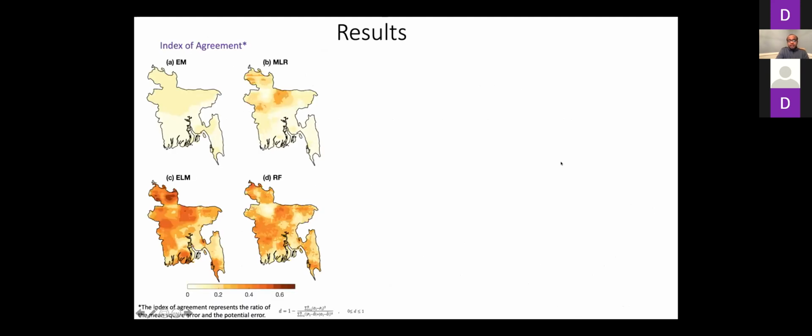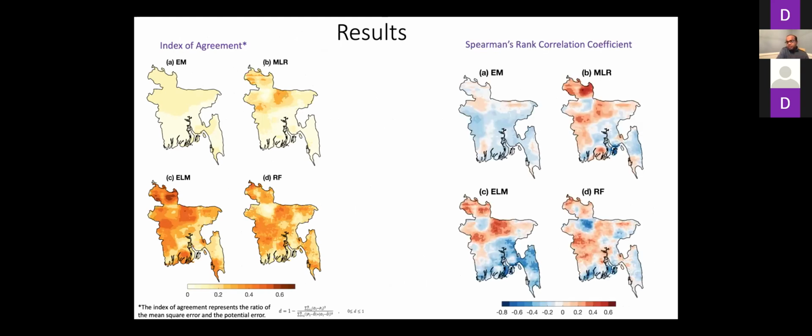So this is the index of agreement, which is a modified version of RMSE, but it has a bound of 0 to 1. You can see the simple improvement of machine learning compared to the average and linear regression. We also plot the Spearman rank correlation, which gives us the pattern. Obviously, this is always tough to improve, but at least compared to simple linear regression, things are improving. When you look at the ensemble mean, there's no pattern captured at all from the models.